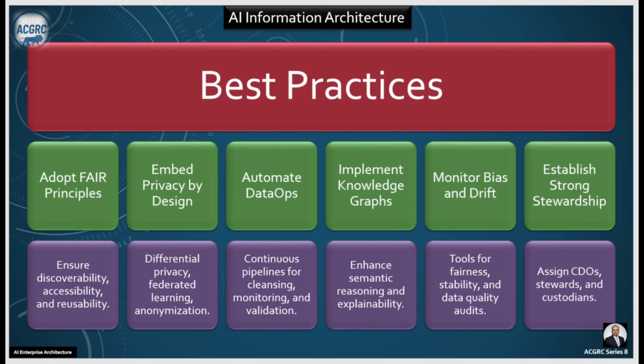From a data ops automation perspective, you need to ensure a continuous pipeline for cleansing, monitoring, and validation. Implement knowledge graphs, which enhance semantic reasoning and explainability. You monitor bias and drift, and use tools for fairness, stability, and data quality audits.